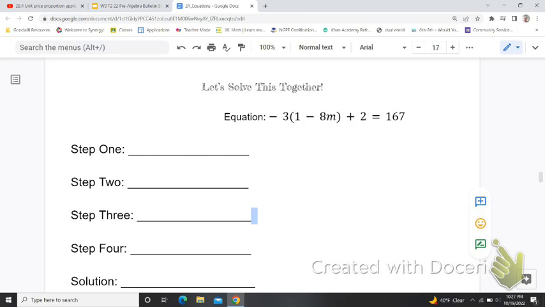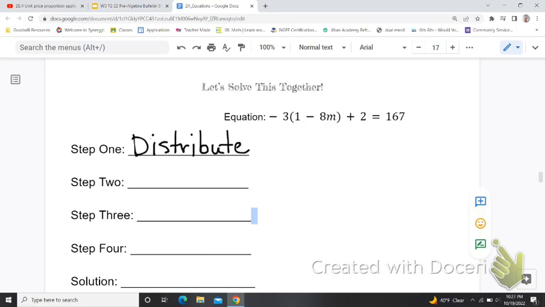What we're going to want to do generally, it says at the top of the page, is simplify each side of the equation. The right side is already very simple, just 167. So we want to simplify the left side, and that will include that we are going to distribute, that's how we're going to get rid of the parentheses.